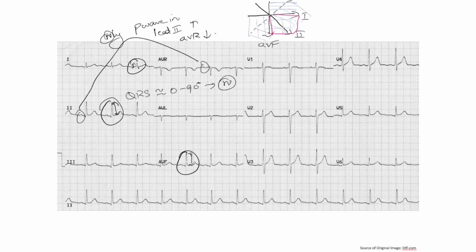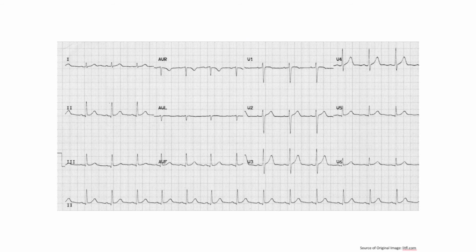So we've started with the rate, then we've looked at the rhythm, and then we've looked at the axis. Once we've done this, you would want to make sure that the intervals and morphology of the waves are okay. So let's start off with the P waves. The P waves are best seen in lead 2. So P waves are usually best evaluated in lead 2.